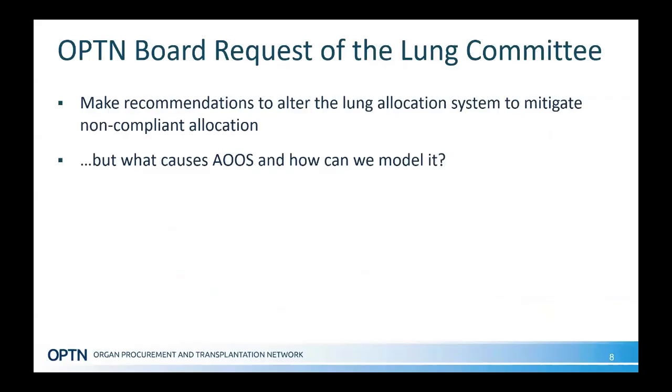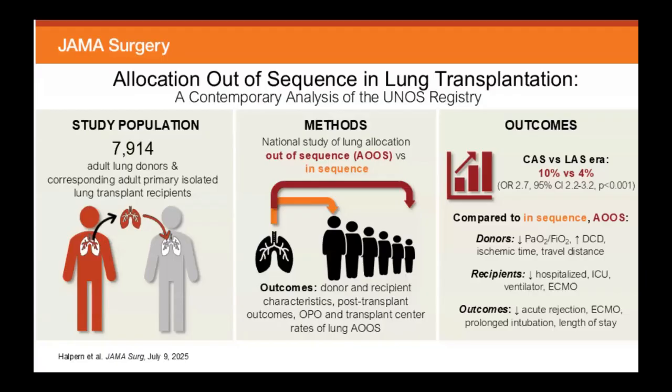Now, this particular and newer request we thought was quite difficult for the committee to address because we don't really have great data to say what drives allocation out of sequence, and we don't really have a quality method of modeling it currently. We do have some published data on AOS, and this is a JAMA Surgery paper by Dr. Halpern and colleagues, where she demonstrated that lungs donated out of sequence appeared to be more difficult to place. I think the important thing about this slide is that the donors that were being placed out of sequence were more likely to have lower PF ratios and were more likely to come from DCD donors.